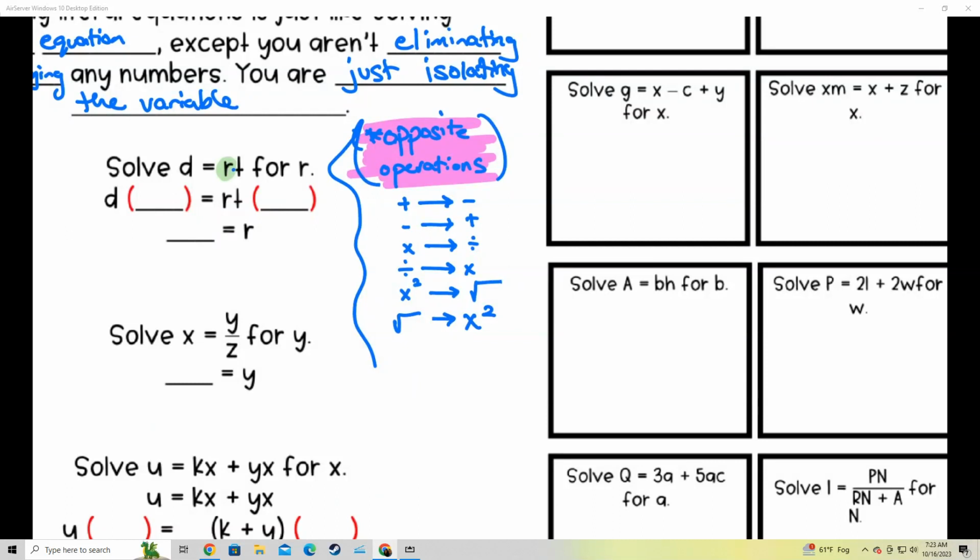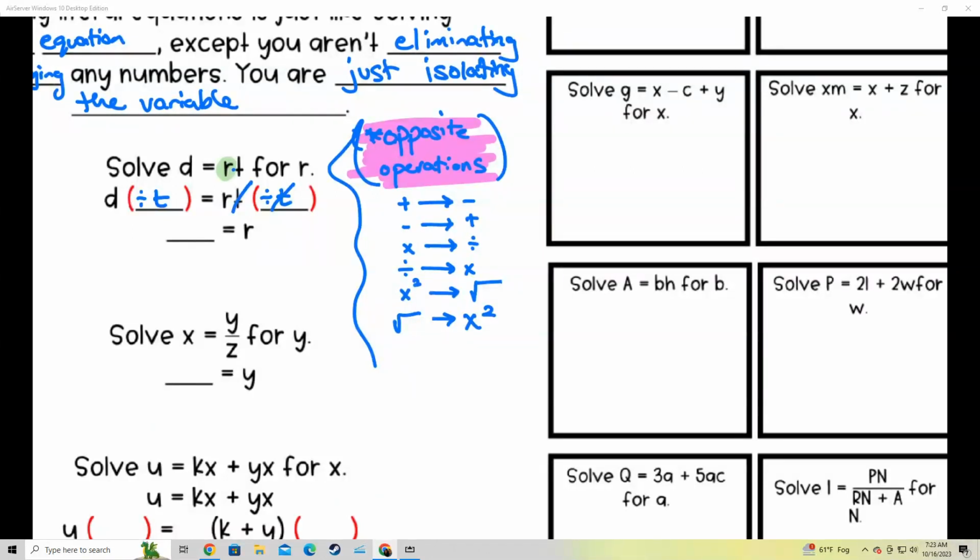Remember, I'm trying to get r by itself, and I need to get rid of that t. We are multiplying by t. That means to get rid of the times t, I need to do the opposite. I need to divide by t on both sides. That means that times t and that divided by t are going to cancel each other out, and we're just going to be left with the letter r.